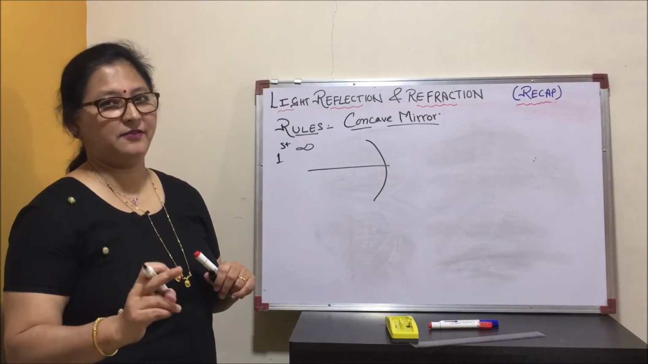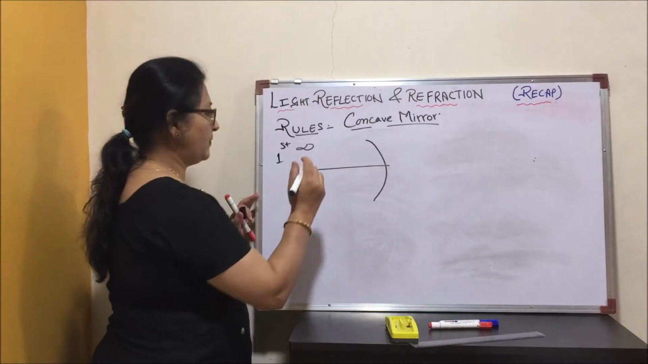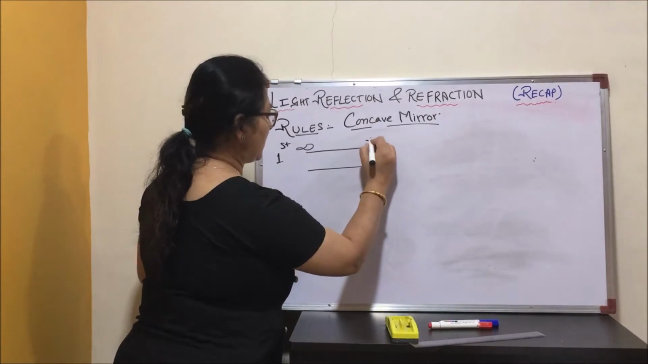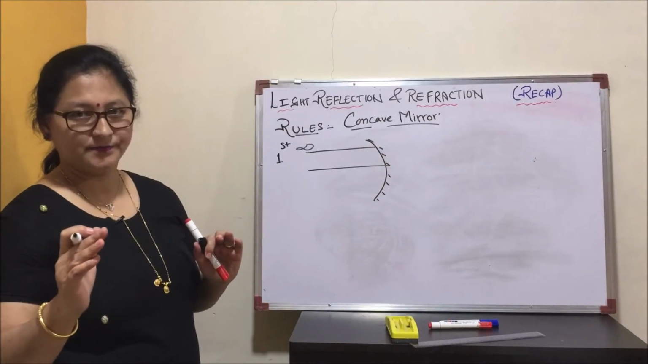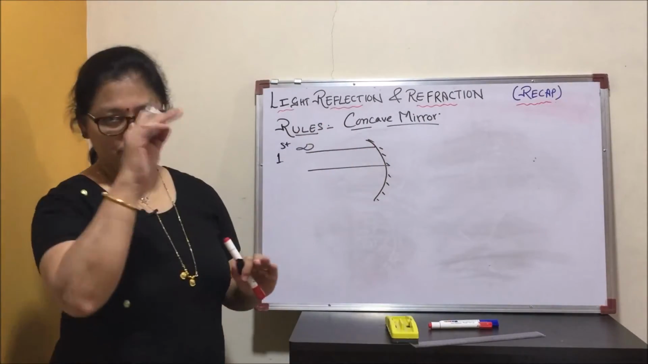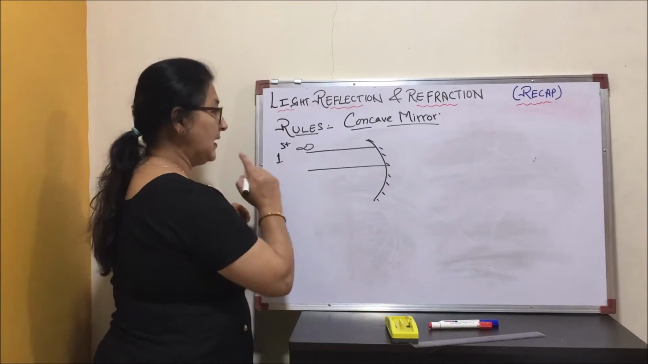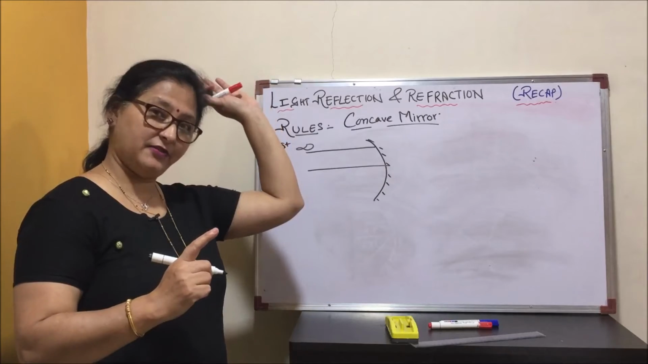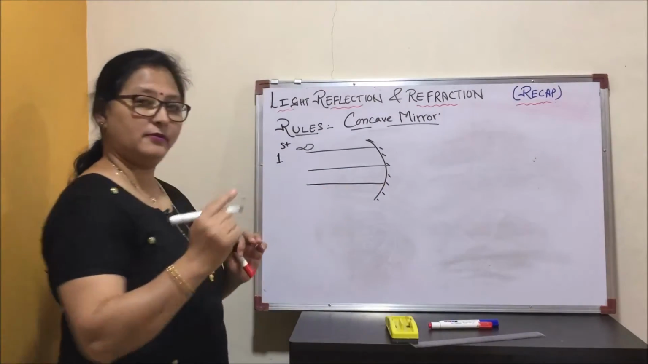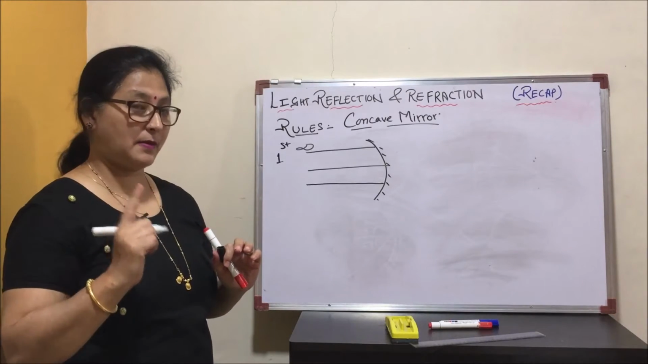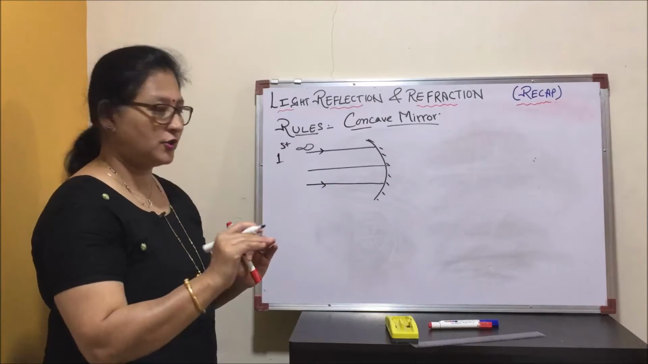When the object was at infinity, you can just show 2 parallel rays. We need to take 2 rays, right? The concave part is the reflecting part. You have to shade the other part. This is my first ray, coming from an object which is at infinity, and this is the second ray, coming from the object at infinity. Remember, we need to take 2 rays. These are incident rays because they are coming.